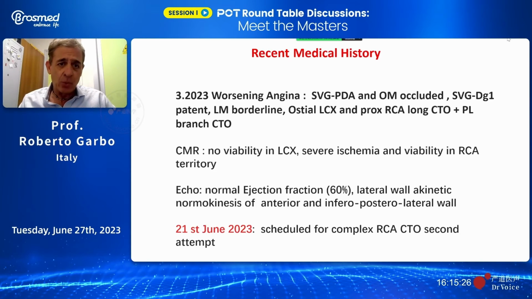Then the left main, you will see, was defined as borderline stenosis, and 2 ostial occlusions, the circ and the proximal right. The magnetic resonance showed no viability in the circ, and severe ischemia and viability in the right. So because of the very good normal ejection fraction and because of the clinical condition, we scheduled a second attempt on this complex right occlusion.